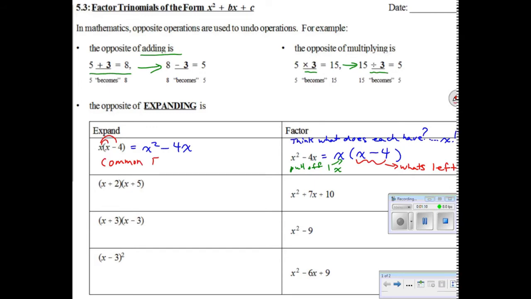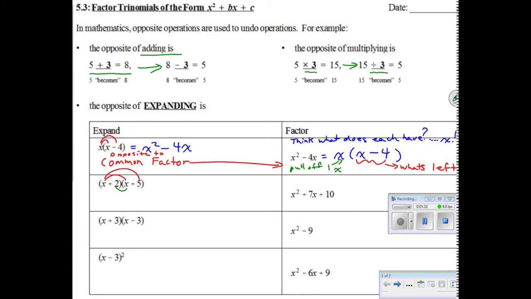We will talk about this later on when we work on a thing called common factoring, okay? And we will focus on common factoring and make sure you understand. These are set up in such a way that we can see what is the opposite of expanding.